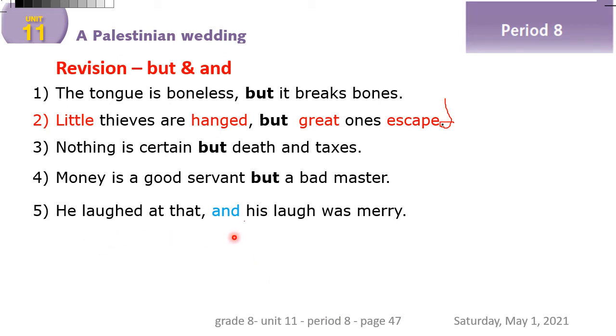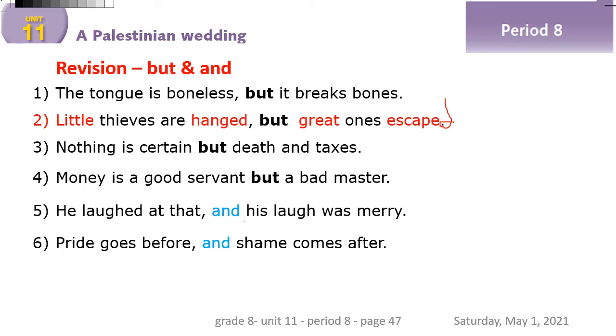He laughed at that and his laugh was merry. ضحك على ذلك وكانت ضحكته جميلة أو نقول عنها ودودة أو مبتهجة. Again note, we have a sentence here, full sentence. He is a subject, laughed is a verb, and his laugh is a subject, was is a verb. صح؟ إذا بنحتاجين قبل and نعمل فاصلة. And remember that and connects between what? Two equal sentences. جملتين متساويتين في المعنى بيكملن بعض. تمام؟ ضحك على ذلك وكانت ضحكته ممتعة. إذا and تربط جملتين متكاملتين.